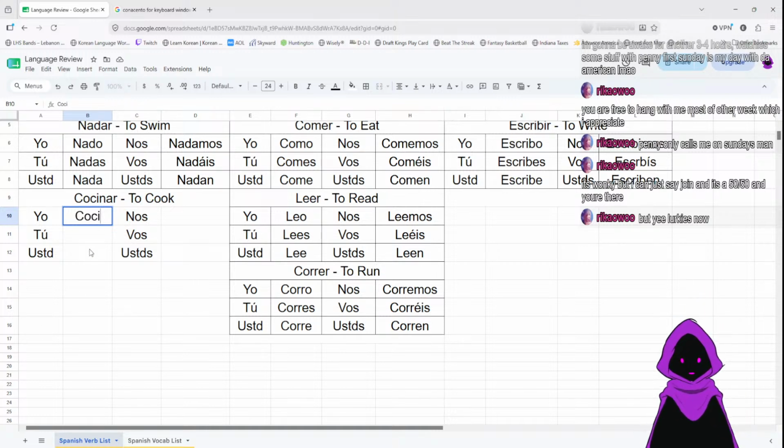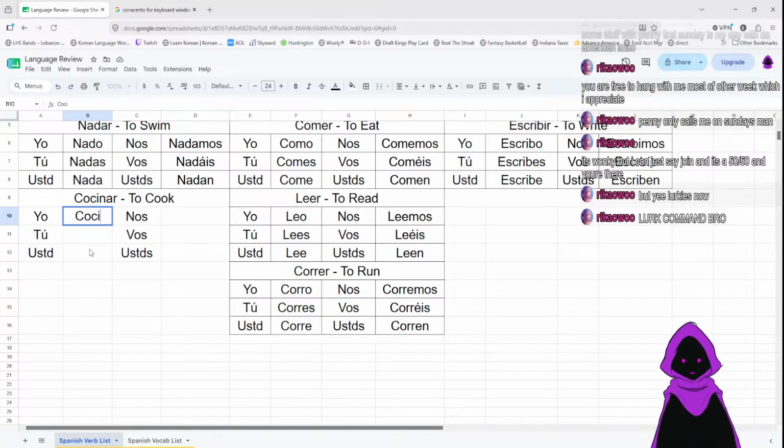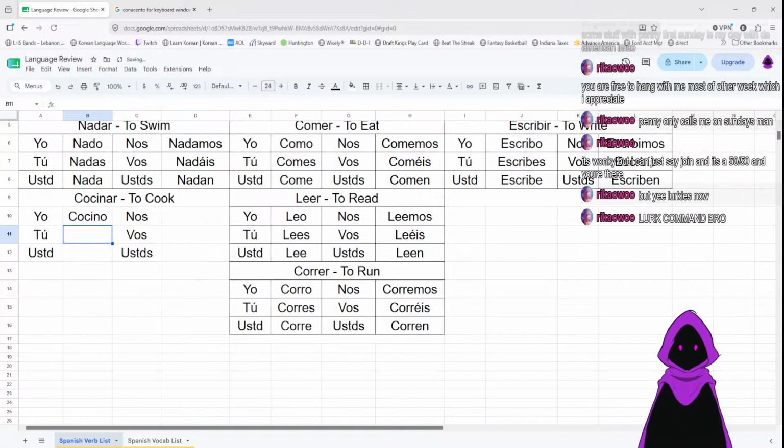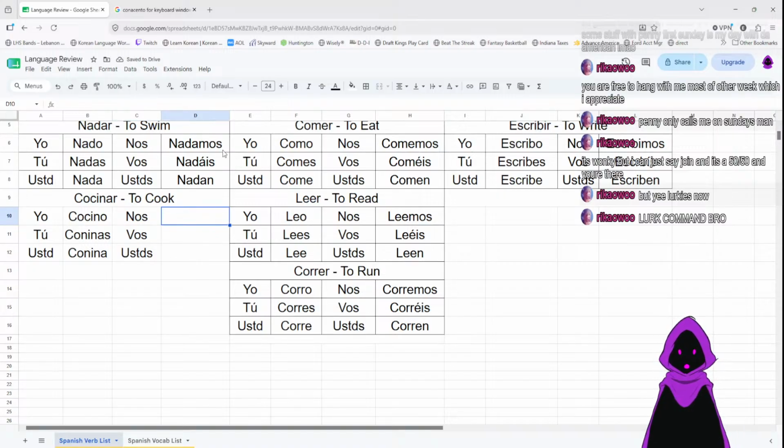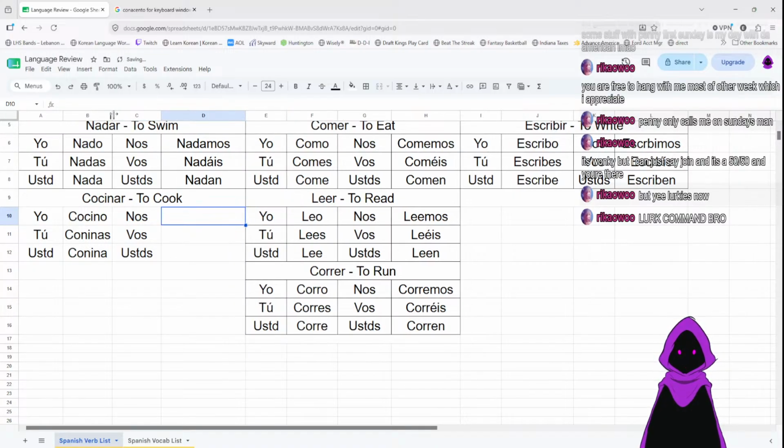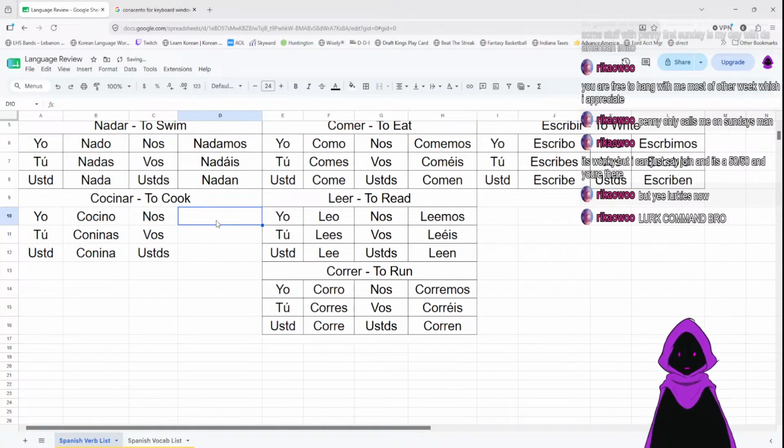Alright, now we continue where I was. Cocinar. Cocinar becomes cocino. I cook. Cocinas. Yes, cocinas. You cook. Cocina. He, she cooks. Then we have, I'm going to need to extend this. We're getting to longer words. We have cocinamos. It's not irregular yet.